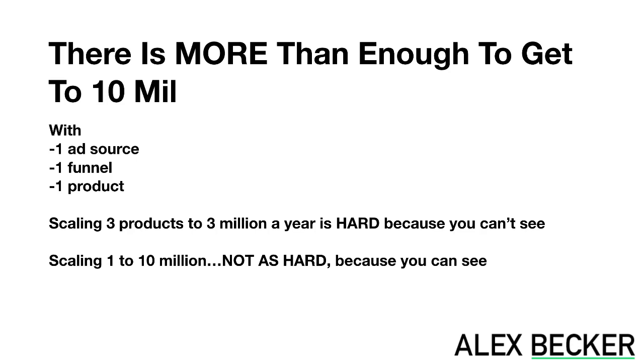Why do we need to do a lot of things? Why don't we just do 1 or 2 things? Now, there's going to come a point in the business where you might need to do a lot of things, but why do a lot of things before you need to do a lot of things? And you can make $10 million a year with 1 ad source, 1 funnel, and 1 product.